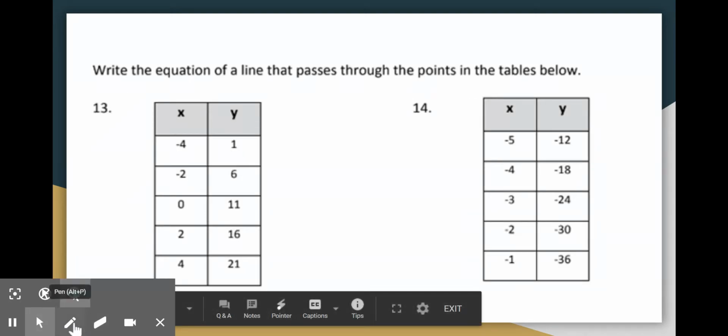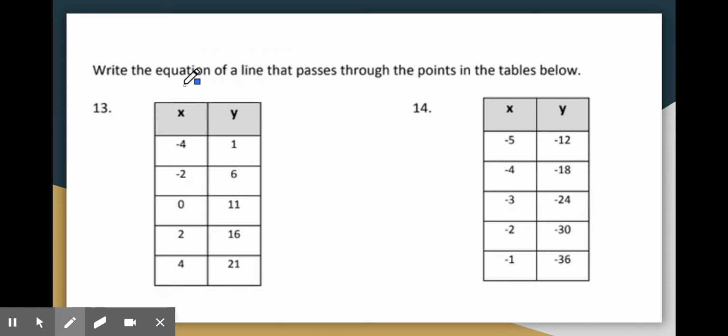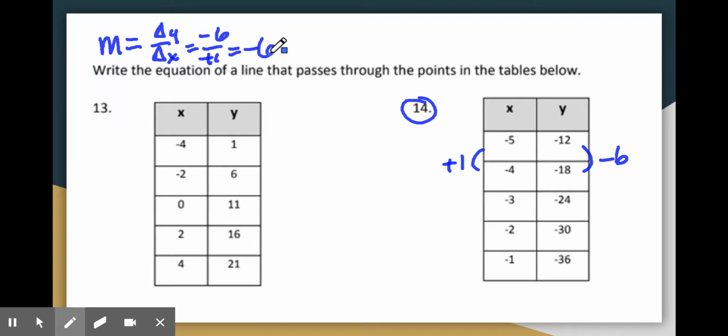And one more here. Let's write the equation of this line. We'll do it in both point-slope form and slope-intercept form. Let's work on 14, I guess. 13 is a little easier. So for 14, I need to find the slope. Oh no, I'm subtracting 6, not adding 6. I'm subtracting 6, and then the y's, I'm adding 1. So it's delta y over delta x. We have negative 6 over positive 1, negative 6.